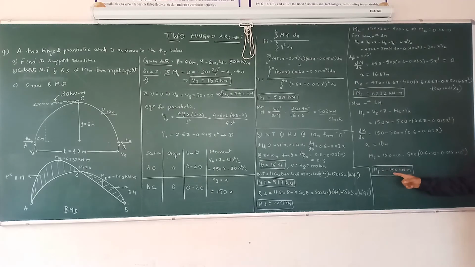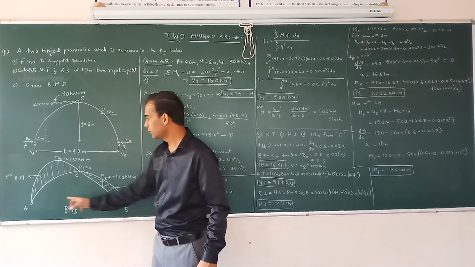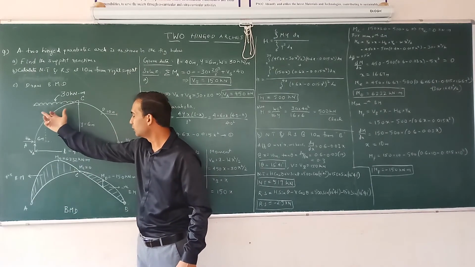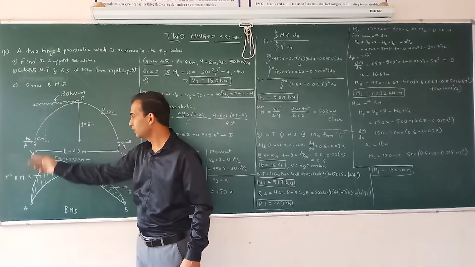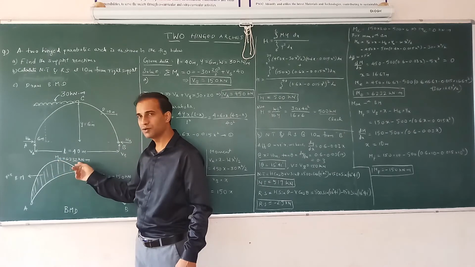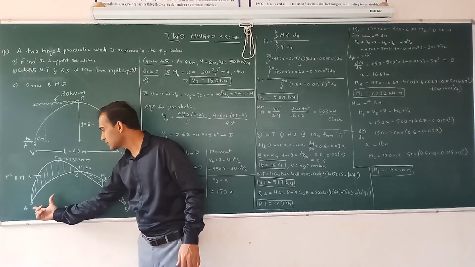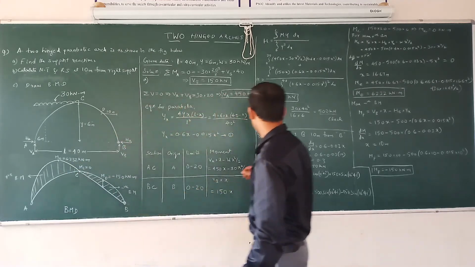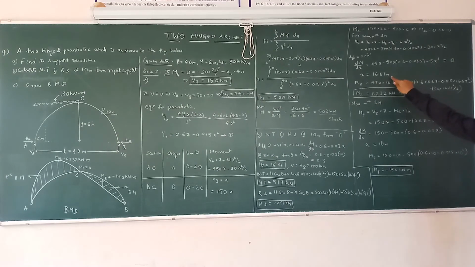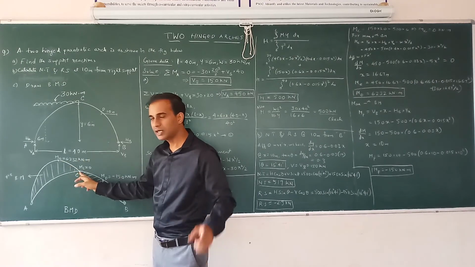Now draw the BMD. Below the UDL, you will get a parabolic shape, as we have drawn earlier. At point E, at a distance of 16.67 meters from point A, we will get the maximum positive bending moment, 6232 kilonewton meter. The moment at C is 0. Then the moment at D is the maximum negative, 150 kilonewton meter. And again the moment at B and A is 0. This is the BMD.